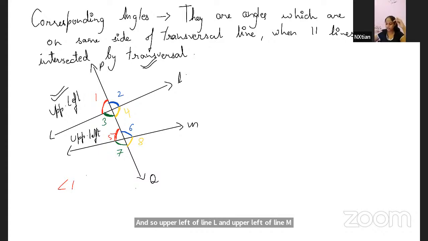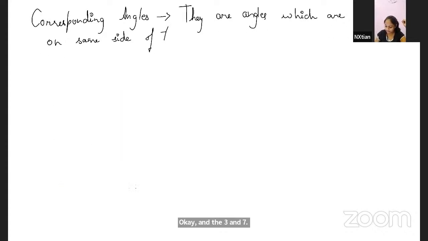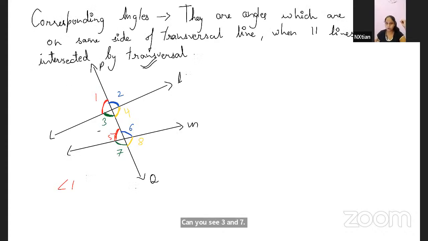Similarly, lower left, angles 3 and 7. Can you see 3 and 7? Angles 3 and 7 are lower left of the transversal, lower left of line M and lower left of line L. So that is why 3 and 7 are corresponding.